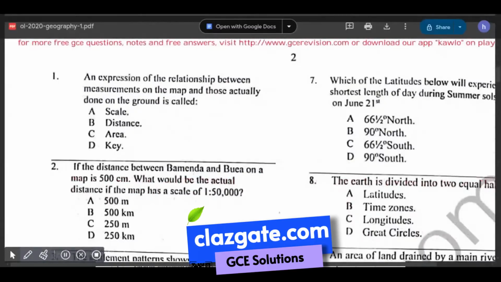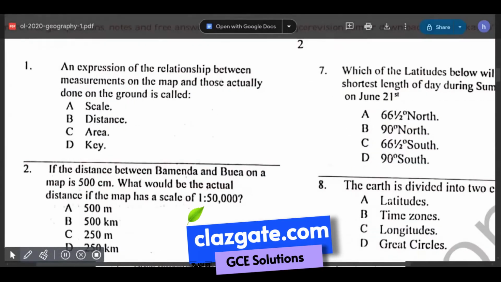Our first question. The first question says, an expression of the relationship between measurements on the map and those actually done on the ground is called A. Scale, B. Distance, C. Area, D. Key. You know the answer is scale, okay?